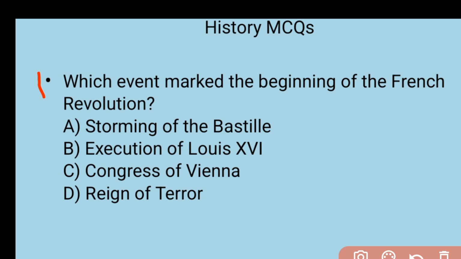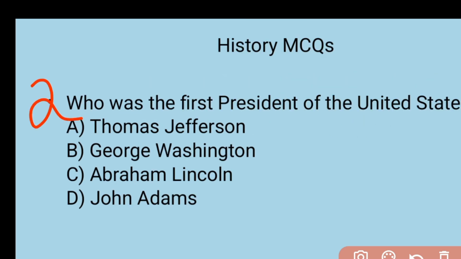Which event marked the beginning of the French Revolution? A. Storming of the Bastille. B. Execution of Louis XVI. C. Congress of Vienna. D. Reign of Terror. Okay, the answer is storming of the Bastille. So this led to the outbreak of the French Revolution. The residents of Paris expressed their anger by storming the Bastille, which was a royal prison and a store for ammunition of the French royal government.